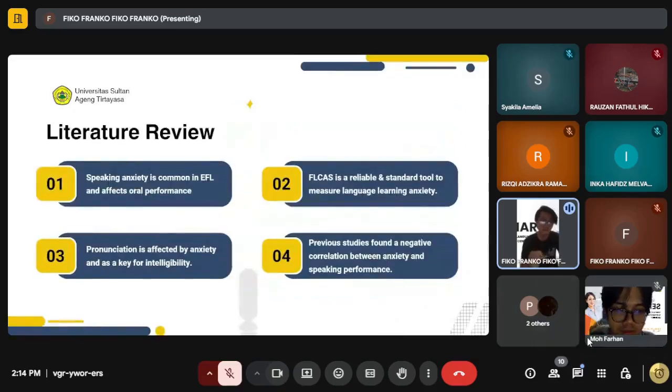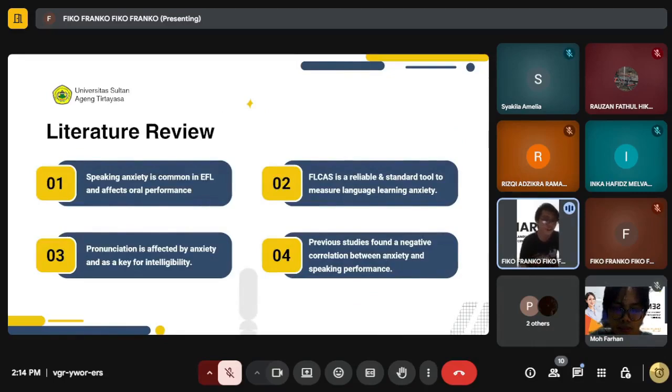So, in our literature review, first, speaking anxiety is common in EFL and affects oral performance. There are lots of studies before us that have studied these kinds of things, and most of the results are that speaking anxiety can affect a person's oral performance. And next, FLCAS is a reliable and standard tool to measure language learning anxiety.